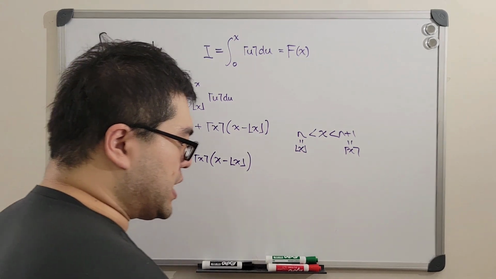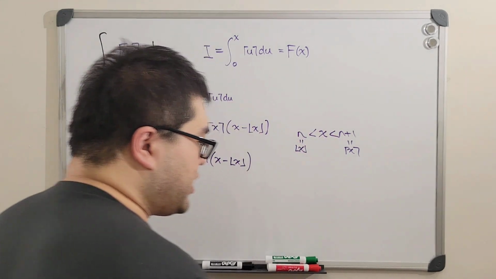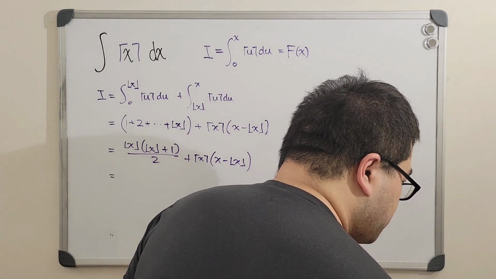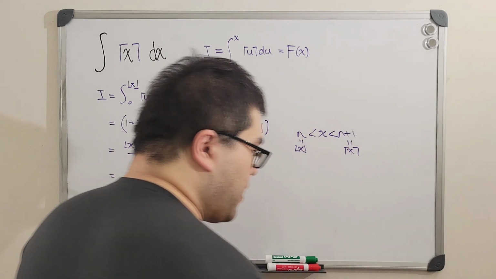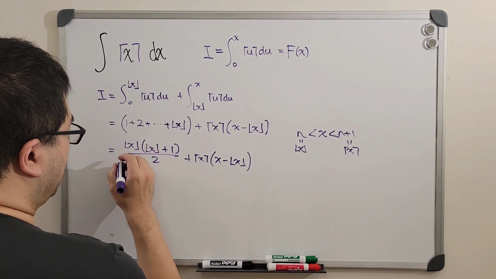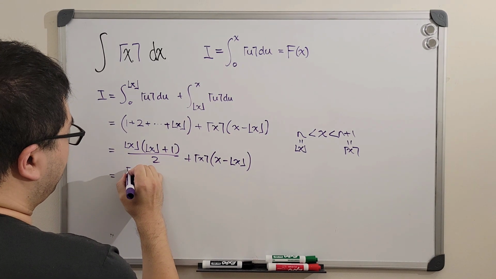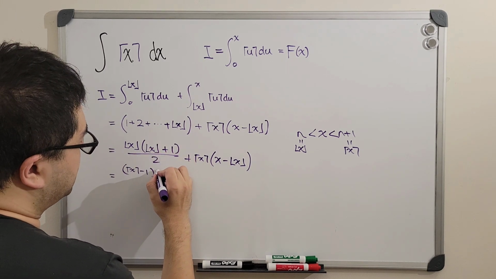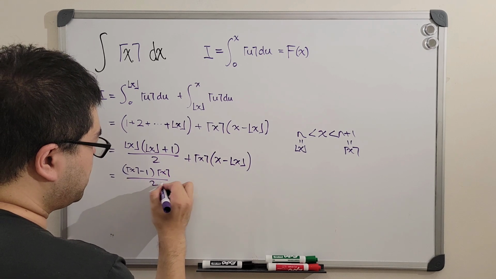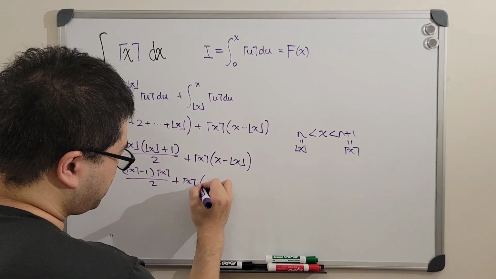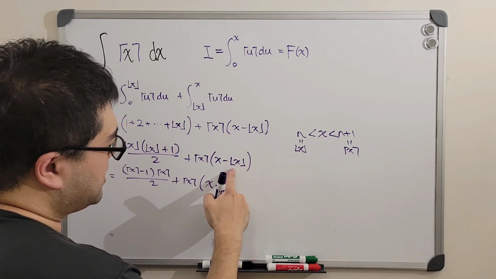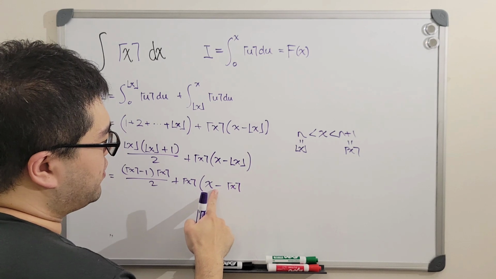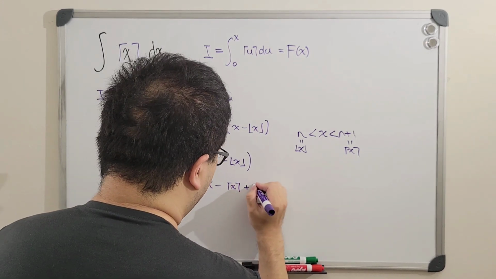Then, if we try to rewrite it, we'll get the following. Let's see. The floor of x is equal to the ceiling of x minus 1. Times here is just the ceiling of x all over 2, plus we still have the ceiling here, times x minus floor of x, which is the ceiling of x minus 1, but then we have a double negative to turn it into a positive 1.